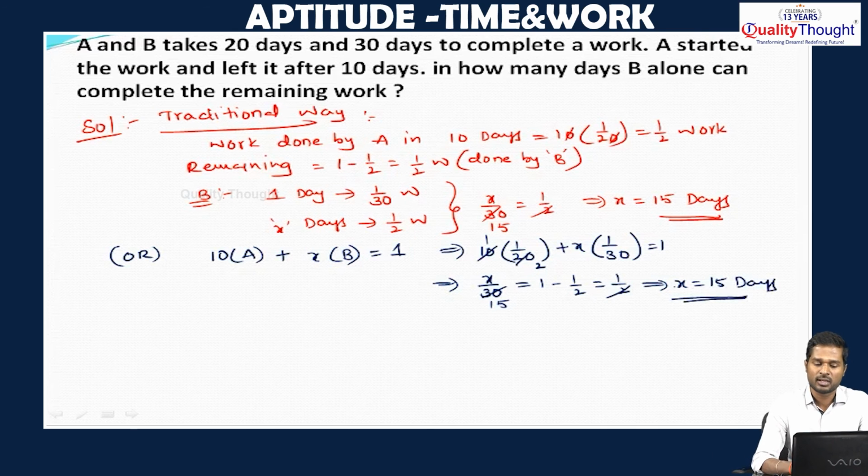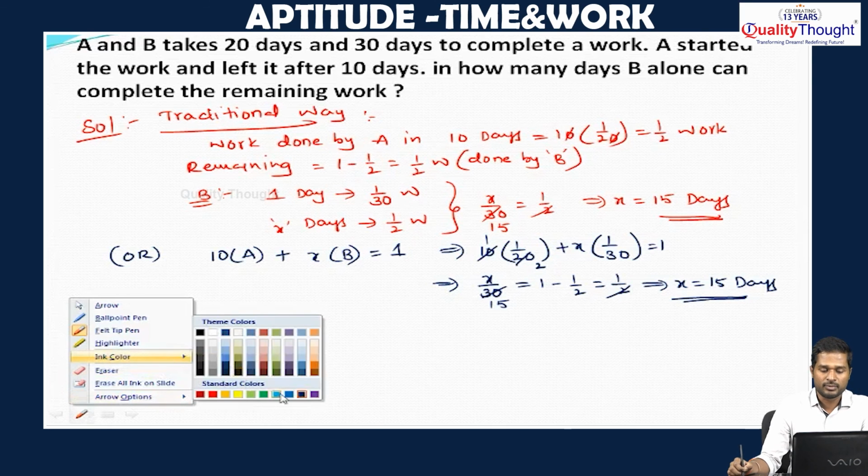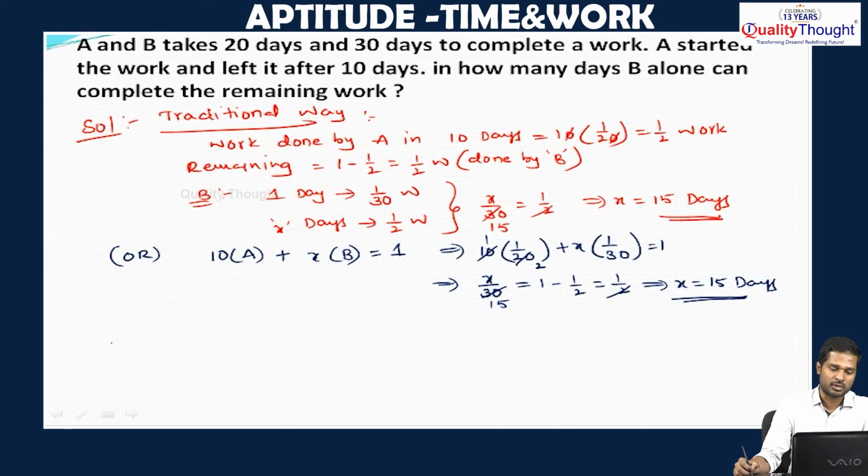So 10 days work of A plus x days work of B is nothing but the total work, which is 1. So substitute 1 day works of both A and B, then we will get the answer. This is another method of solving this question. Let us see one more method to solve the question. How can we do it?